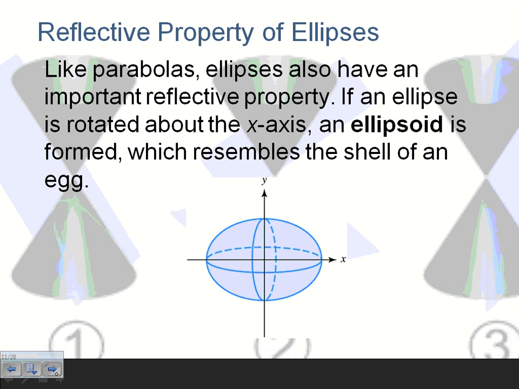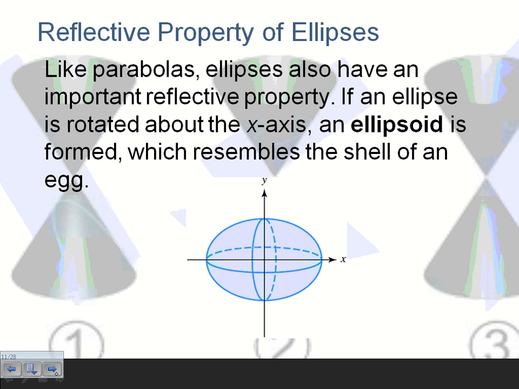So, reflective property of an ellipse. Something about parabolas and ellipses that we use in real life is the reflective property, the fact that they do have foci, a focal point. Those of us who have to wear corrective lenses are well aware of that fact. Like the parabola, the ellipse does have that reflective property.